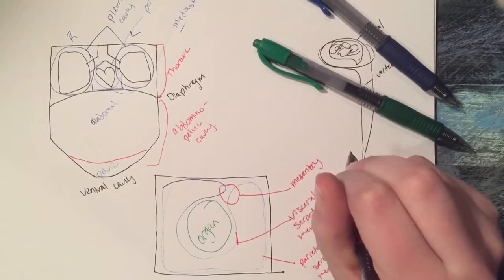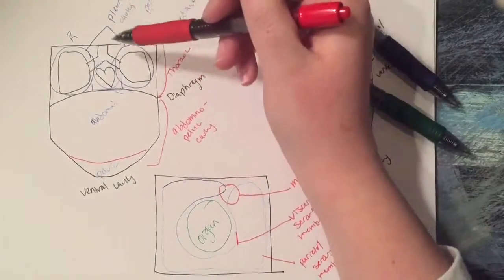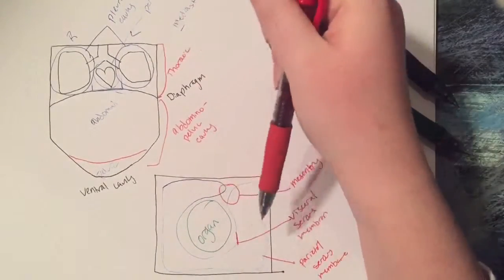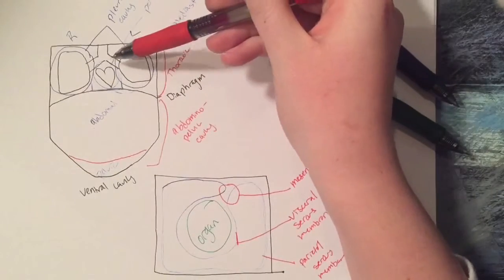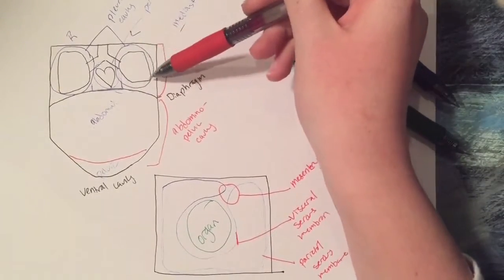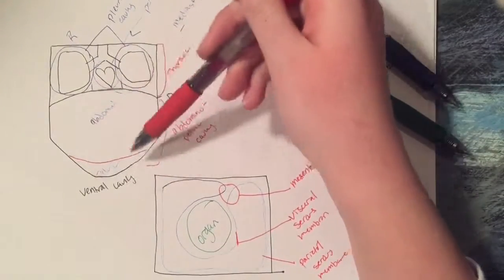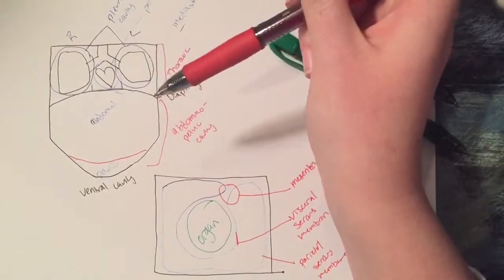And then just going over the second naming again. So a serous membrane in the pericardial cavity would be the pericardium, and the pleural cavity would be the pleura, and the abdominal cavity would be the peritoneum.